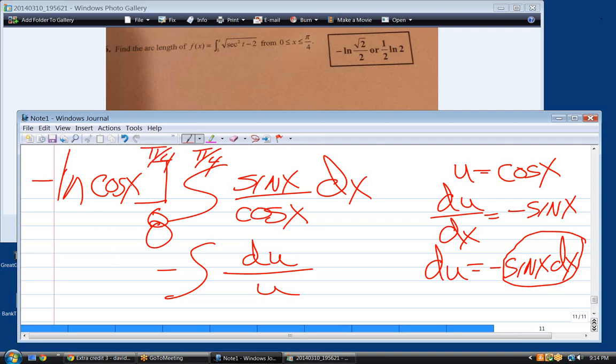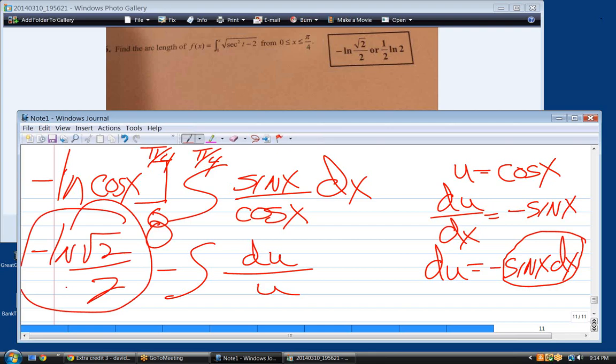Well, cosine of pi over 4 is root 2 over 2. So that would be minus natural log of root 2 over 2. There's our answer. And I have to subtract out the evaluation at 0, which is just 1, and the natural log of 1 is 0. So the other half of that is 0.